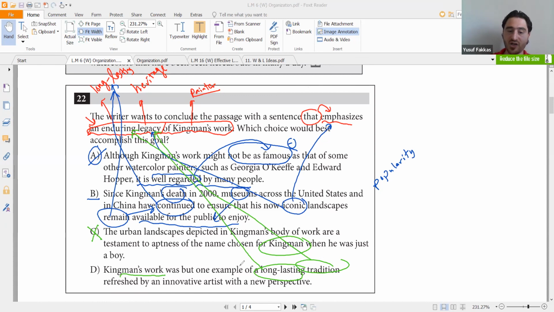Here they are telling us that it's just one example, but one example. And that doesn't really show us the importance of his work. So just because they are telling us that his work is but one example, which means that there are many other examples about this tradition. So I cannot choose D, despite the fact they give us the same words, not the same exact words, I mean they're synonyms, because we always say focus on the idea, not on the words. So yes, the best answer is B.